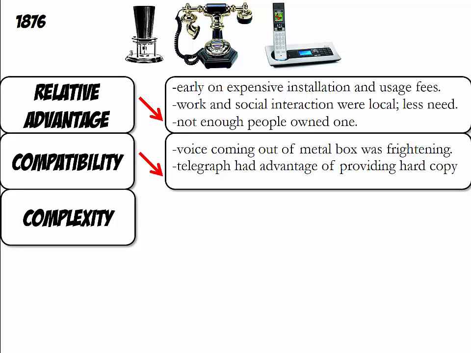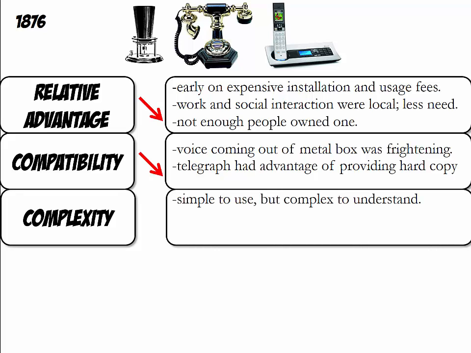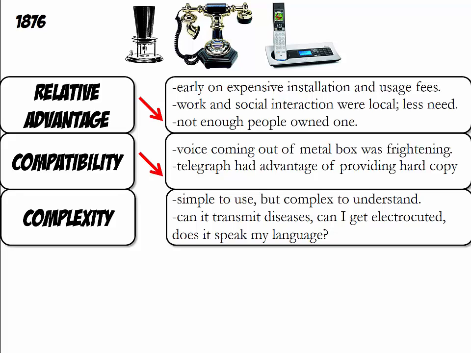The next product-based factor is complexity, the degree to which a product is difficult to understand and use. The telephone was actually easy to use, but it was, and it still is, complex to understand how it works. People were also wondering whether the telephone could transmit diseases, whether they could get electrocuted, or even whether the telephone could speak their language. In conclusion, the complexity of the phone was relatively low, so this positively affected the rate of adoption.